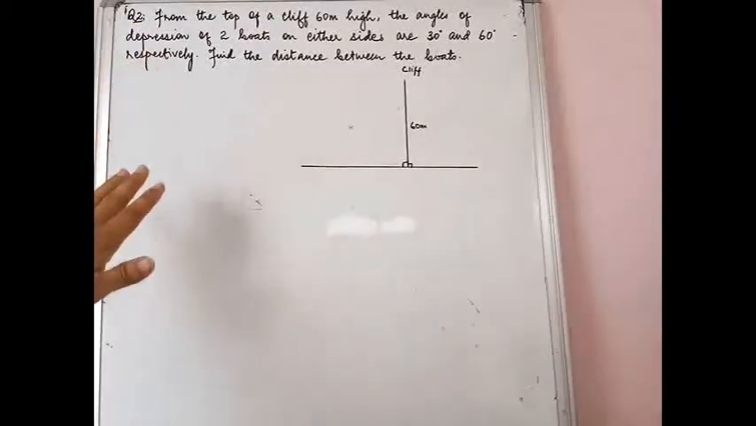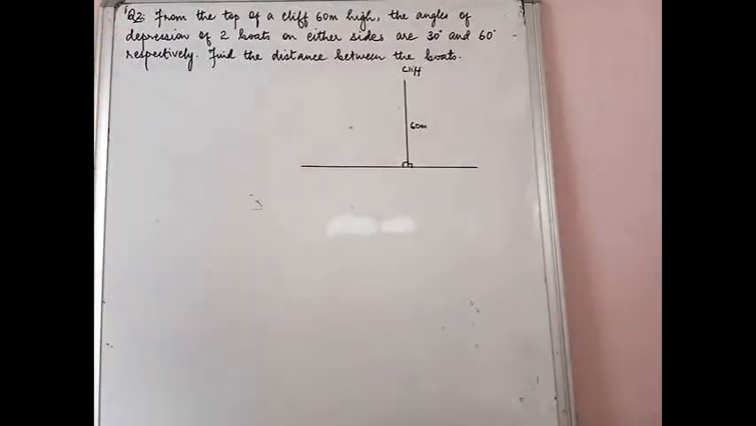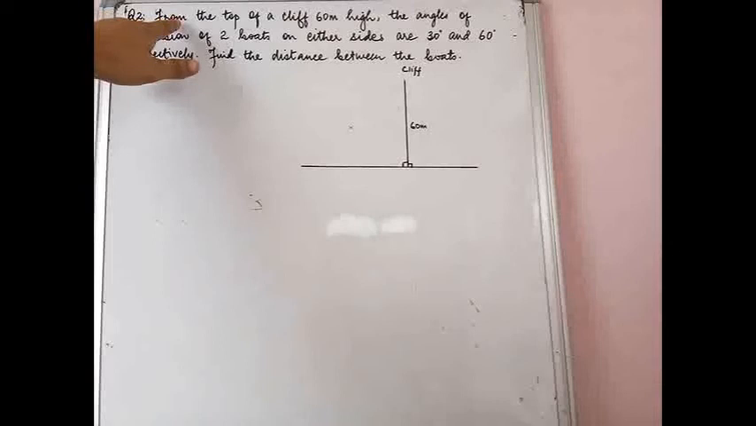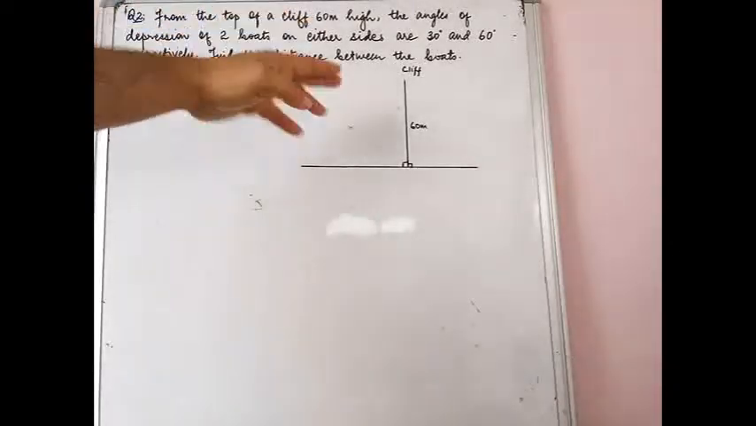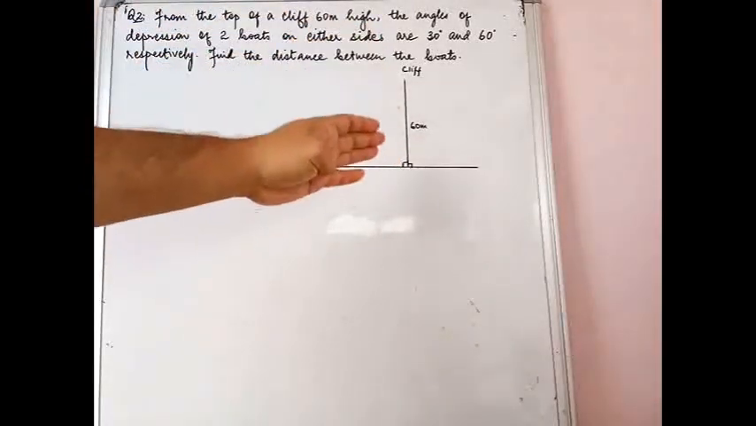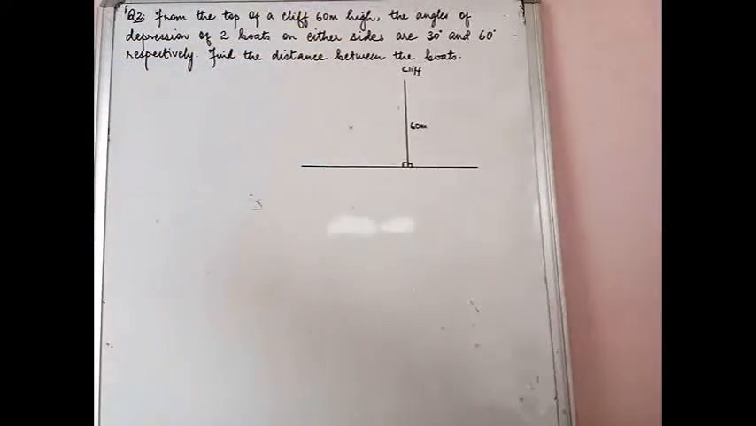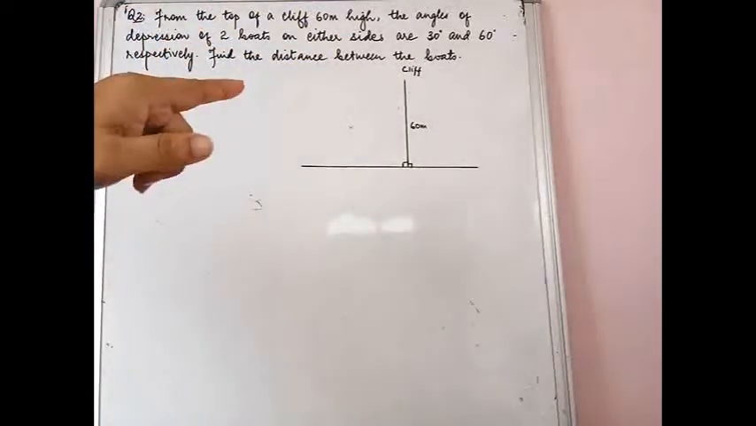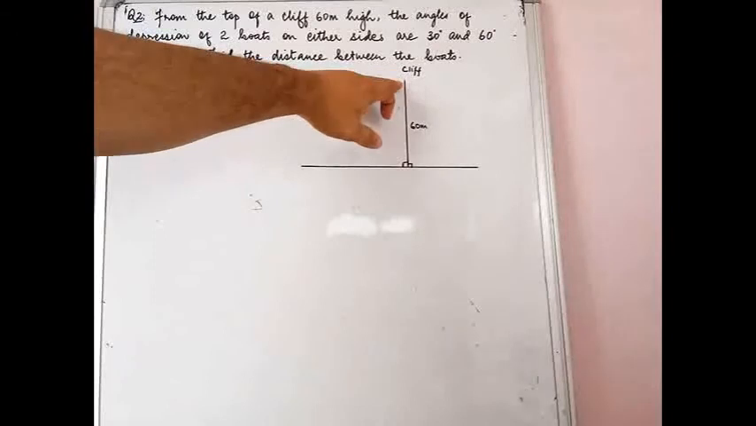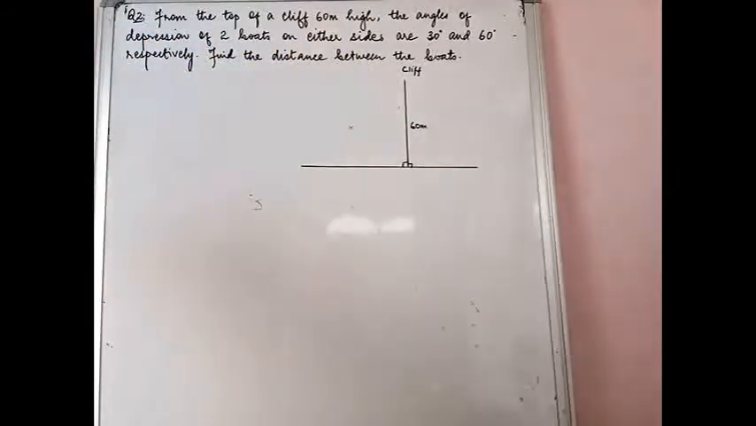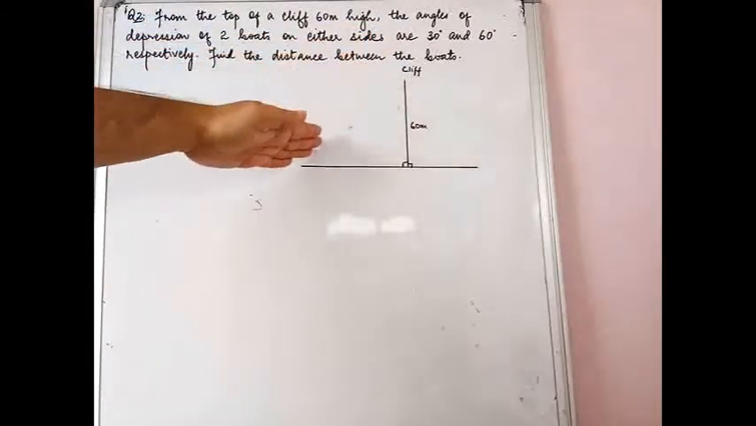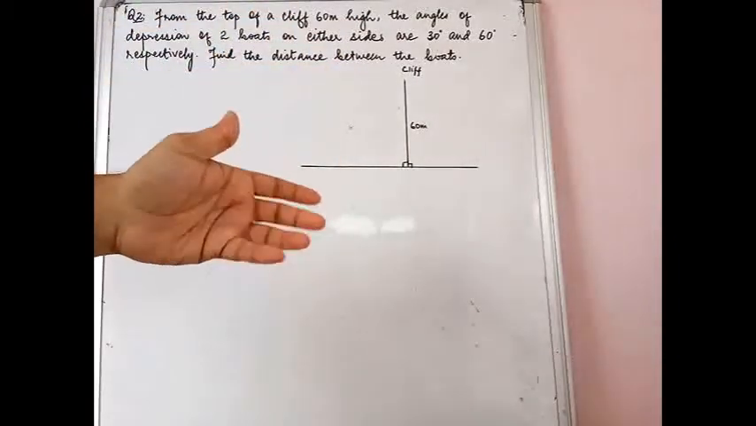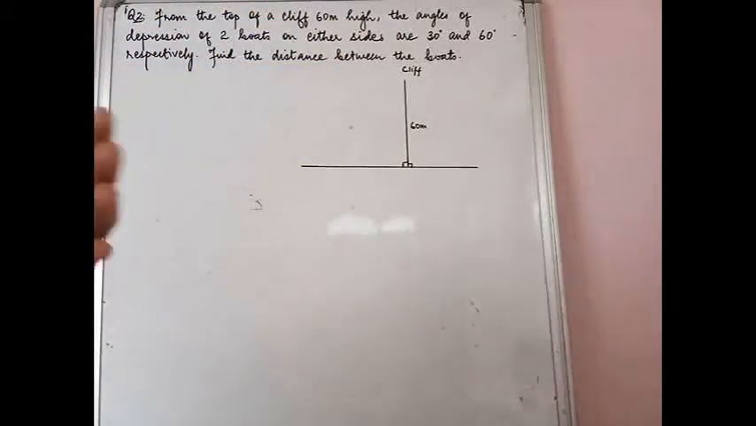the diagram has not been given in the question. We will have to draw the diagram by reading and understanding the question. So it says from the top of a cliff. So I have drawn the cliff, a vertical cliff, 60 meters high. Okay. The angles of depression. So obviously the person is standing on the top of the cliff and he is going to look down. Only then is the angle of depression formed.